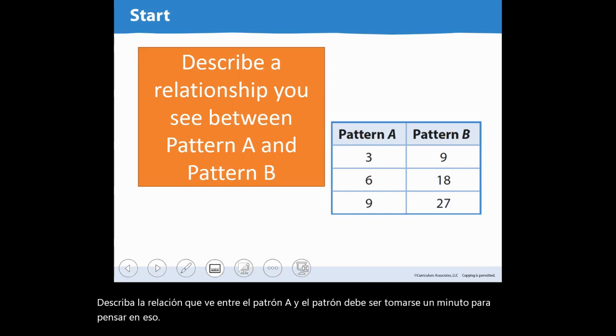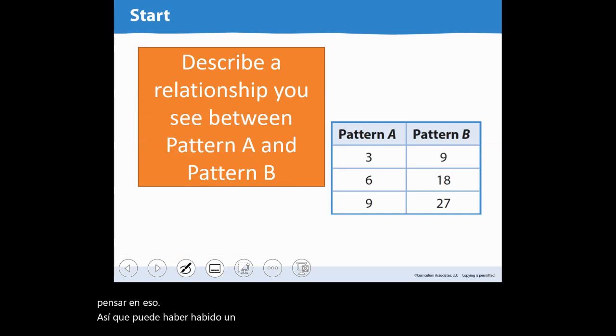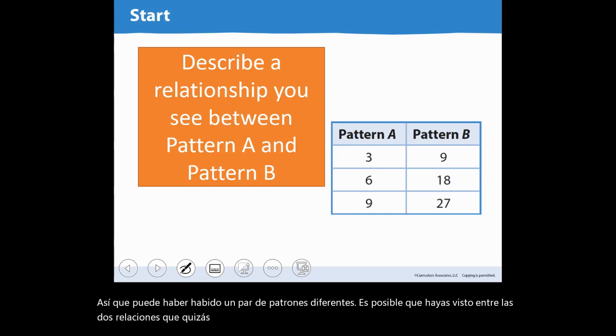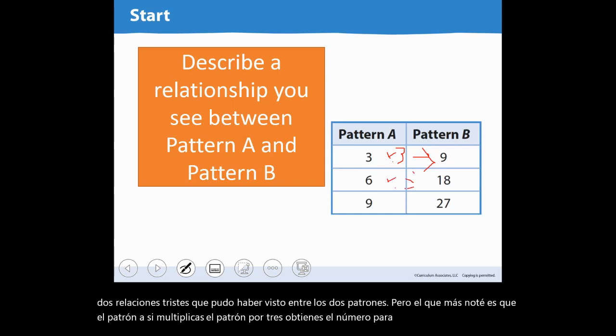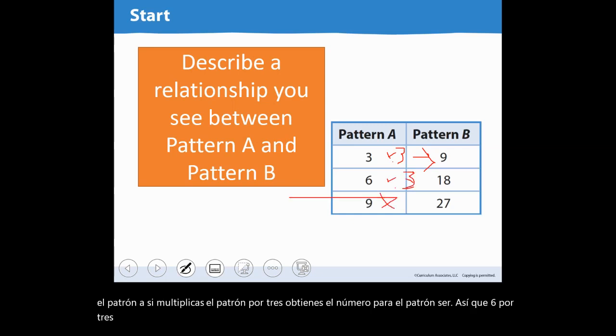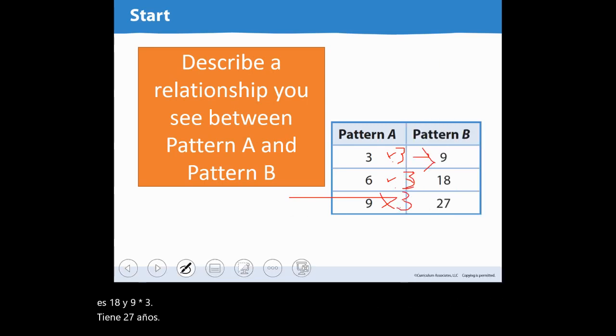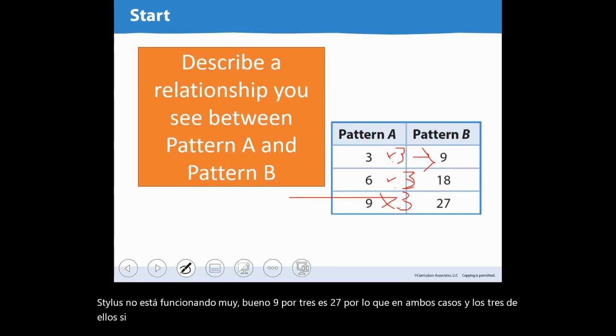So there may have been a couple different relationships you may have seen between the two patterns. But the one that I notice most is that if you multiply pattern A by 3, you get the number for pattern B. So 6 times 3 is 18, and 9 times 3 is 27. In all three of them, if you multiply by 3, you get the number in pattern B.